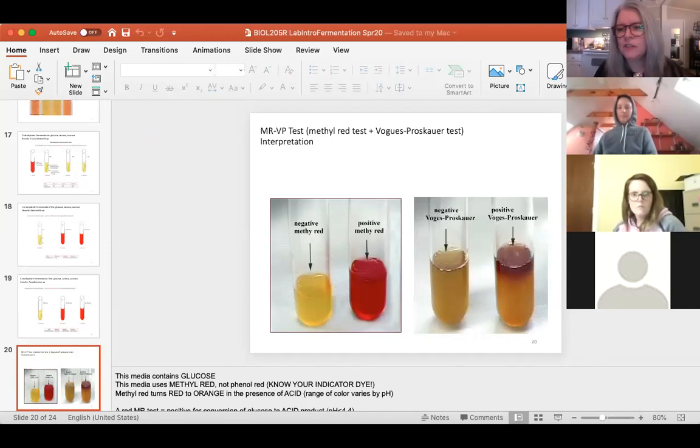We have an interesting set of results for our carbohydrate fermentation tubes.